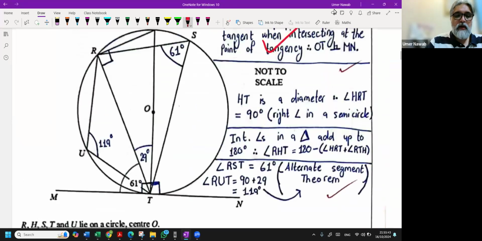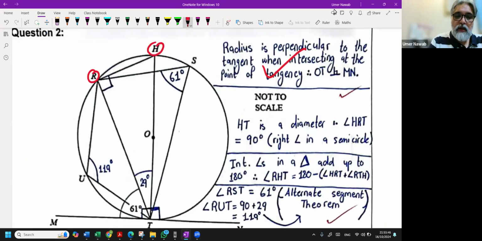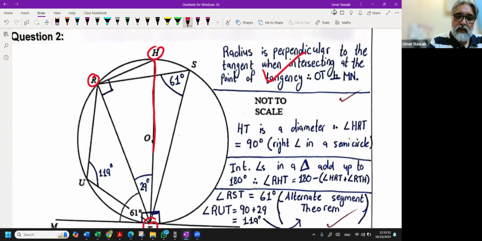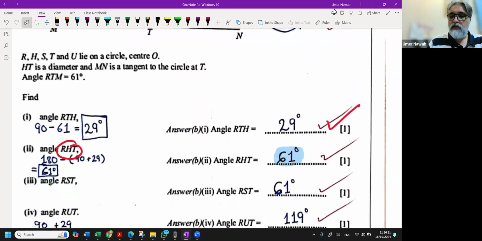RHT. Now imagine I told you that this is a diameter and this angle is found by you to be 29, and this is 90 degrees, because if the endpoints of the diameter are joined anywhere on the circumference, you get 90 degrees. So 29 is known to me, 90 is known to me, so I can find the third angle by using the angle sum of a triangle. So that will give you 61. So this is not very difficult. We use the right angle in a semicircle property. So that gives me 61. Now he is asking you RST.